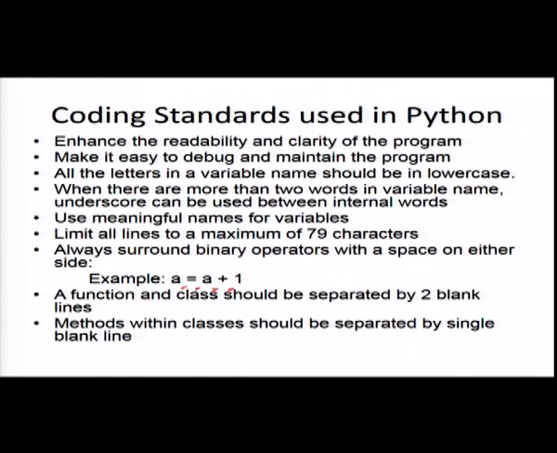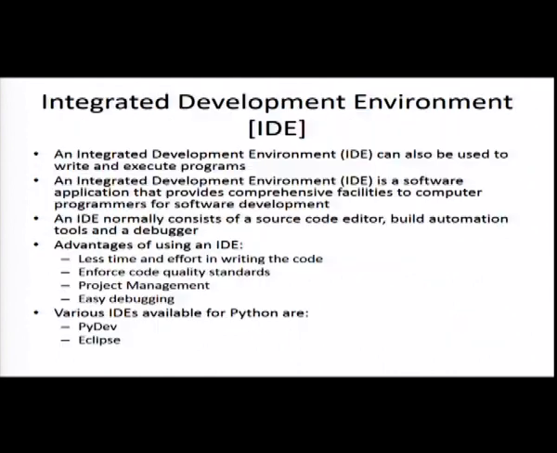Then always surround a binary operator with a space on either side. Example: a, 1 space, equal to, 1 space, a, 1 space, plus operator, 1 space. Function and class definitions should be separated by 2 blank lines. Methods within classes should be separated by a single blank line. So, these are the coding standards.